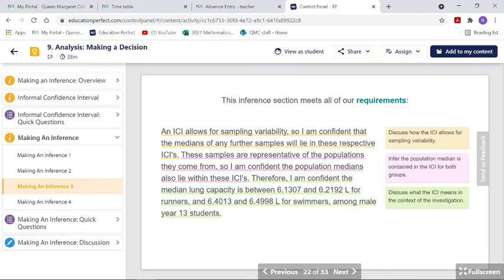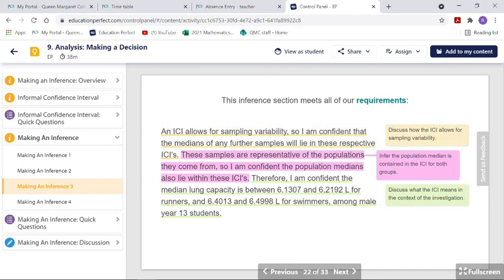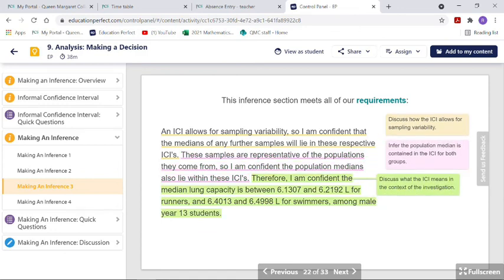Now, here's the thing. They always do this little breakdown. So look at these. This is what I'm going to use to grade your paper. You will discuss how sampling variability. I'm confident that the medians for any further samples will lie within these respective ICIs. That's your achieved. Okay? Then I'm going to look for this sentence. These samples are representative for the populations they come from, so I'm confident that the population... that's still unachieved too. Sorry. Okay? Then, therefore, I am confident the median lung capacity is between... Here's the numbers, and here's the context.